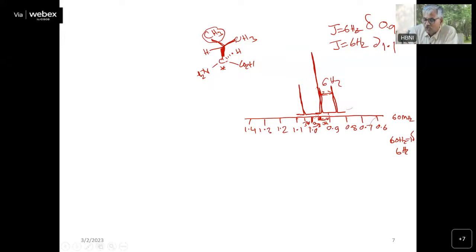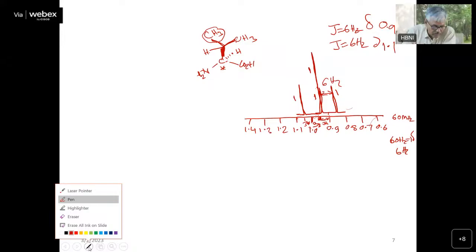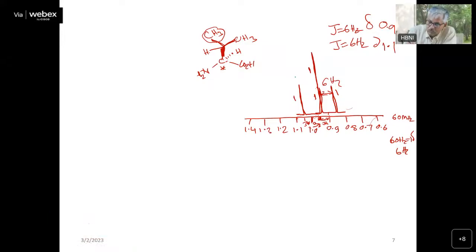Okay, so now how to know whether it is a triplet? Initially this intensity was 1, this will be 1, and then there was 1 and this was 1. So now the overall intensity has become 1:2:1. Okay, so this is the situation in 60 megahertz.